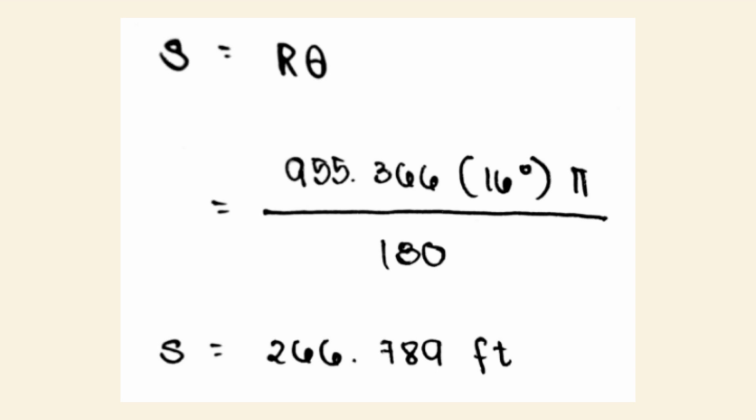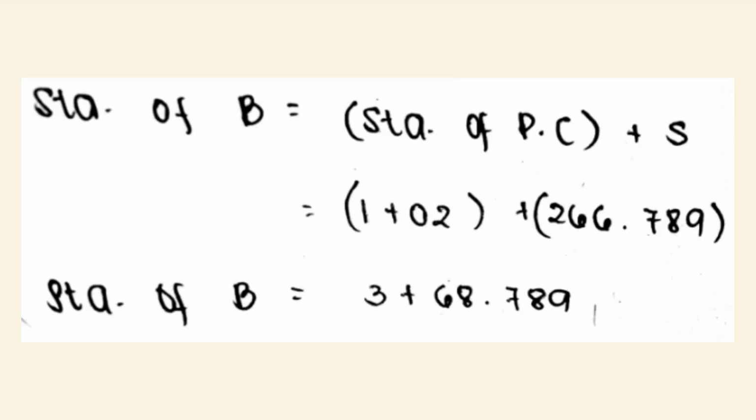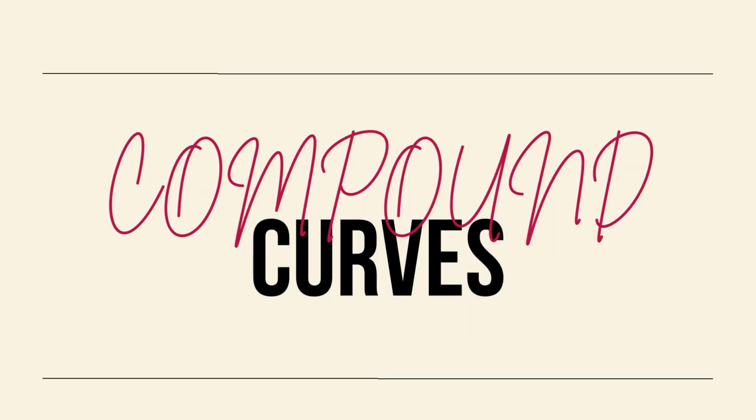Next, S is equal to R I pi over 180 degrees, equals 955.366 times 16 degrees pi over 180 degrees. So the value of S is equal to 266.789 feet. Therefore, the stationing of B would be the sum of the stationing of PC and S. We have 1 plus 002 plus 266.789, resulting to the stationing of B 3 and 68.789.